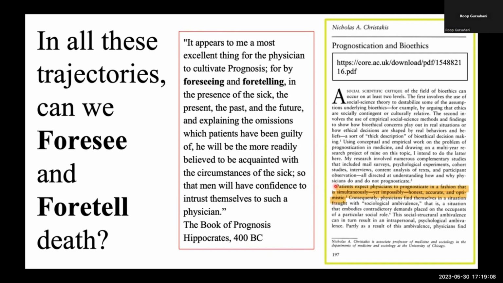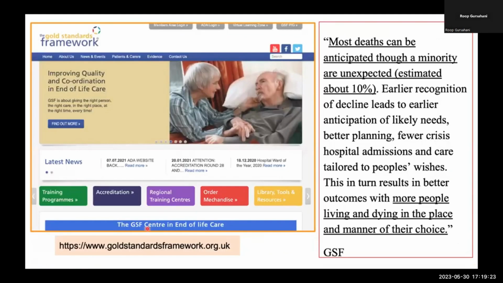The problem is that when we are expected to prognosticate, we are expected to prognosticate honestly, accurately, and optimistically. And I'll come back to these words. Remember that most people find these a difficult combination to handle. So by now you'll have understood that if you look at these trajectories, most deaths can be anticipated. And only a minority, say 10% or less, are unexpected. If people can anticipate their deaths, then they should be able to choose how their last days will be, so that they can live and die in the place and manner of their choice. Does that happen? Not really.